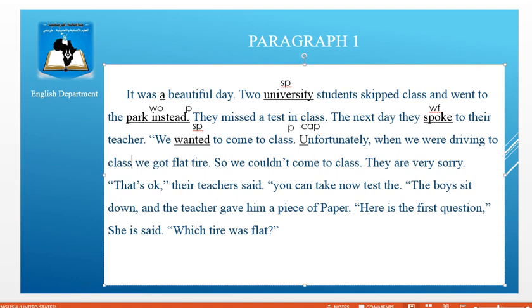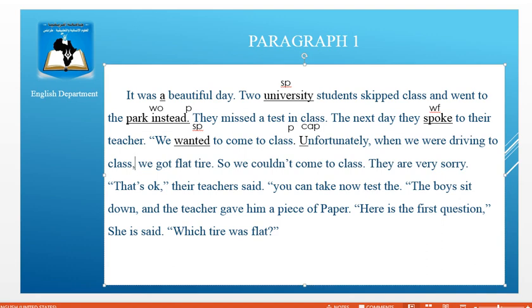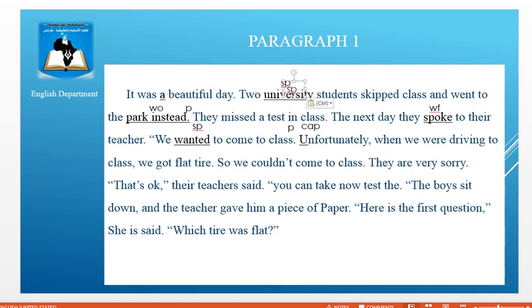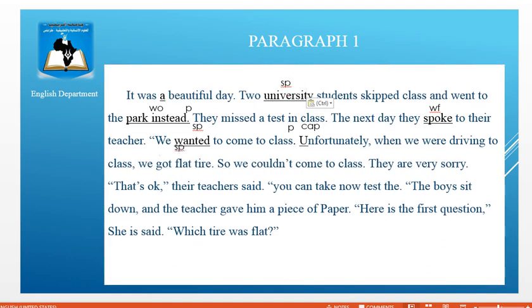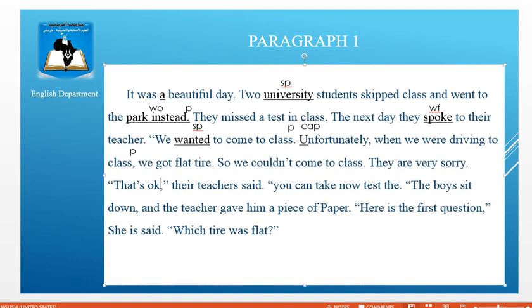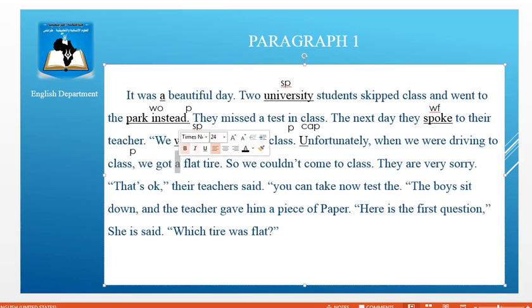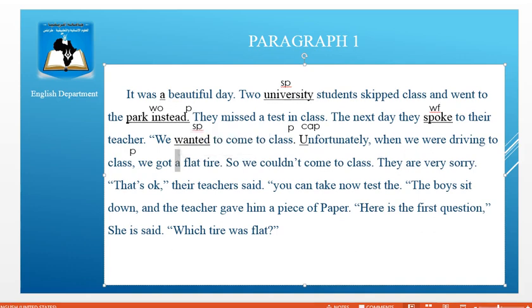When we were driving to class, here we need comma, so this is another mistake. It's called punctuation, so we put it here above comma and we write P. Okay, class, we got a flat tire, A. We need something here, it's A. So there is a missing word. Okay, it's a flat.